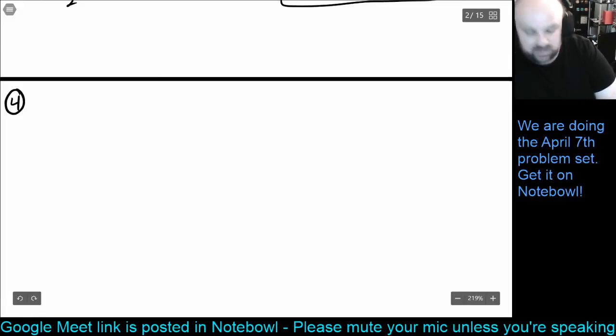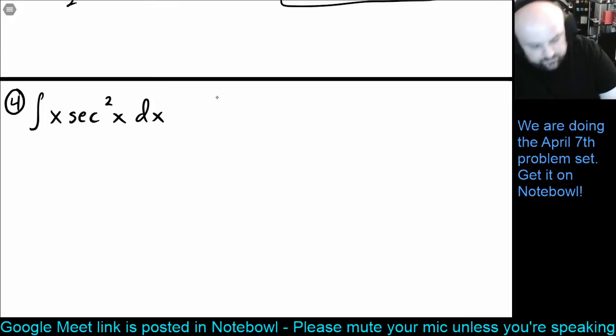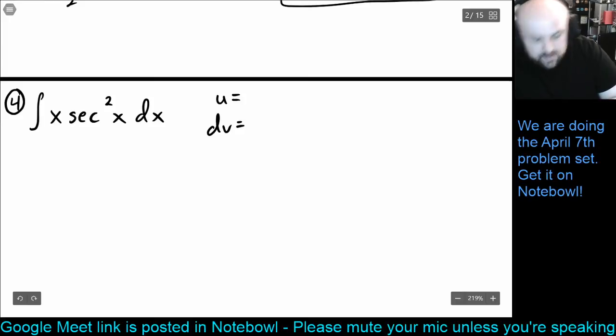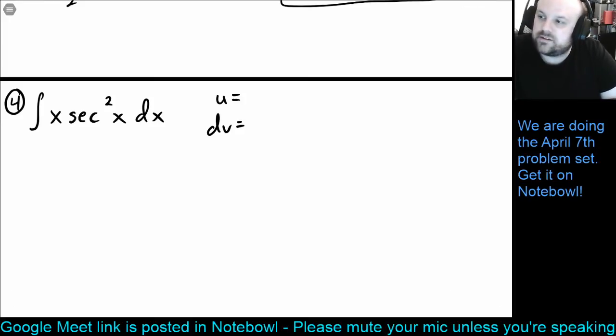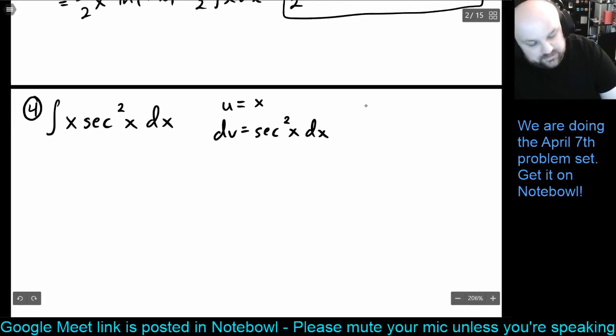Right, so let's look at another one here. We have the integral of x secant squared x dx. Okay, so here, again, we just need to pick a u and a dv. We have an algebraic part, x, and a trig part with the secant squared. So u is x, dv is secant squared x dx, right? And then du is just dx. For v, remember the integral of secant squared is tangent of x.